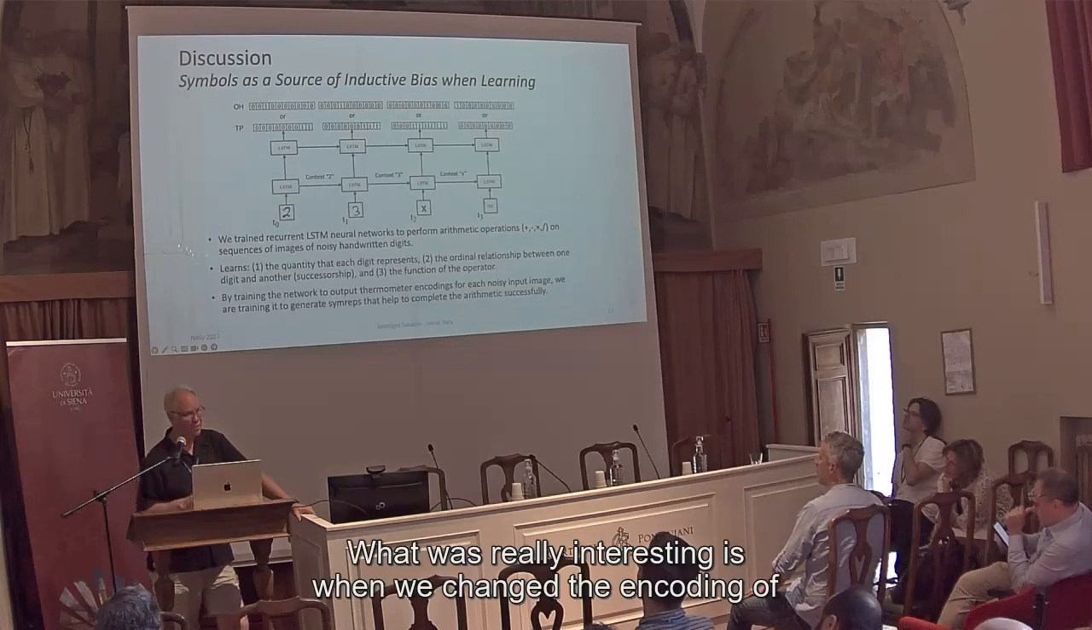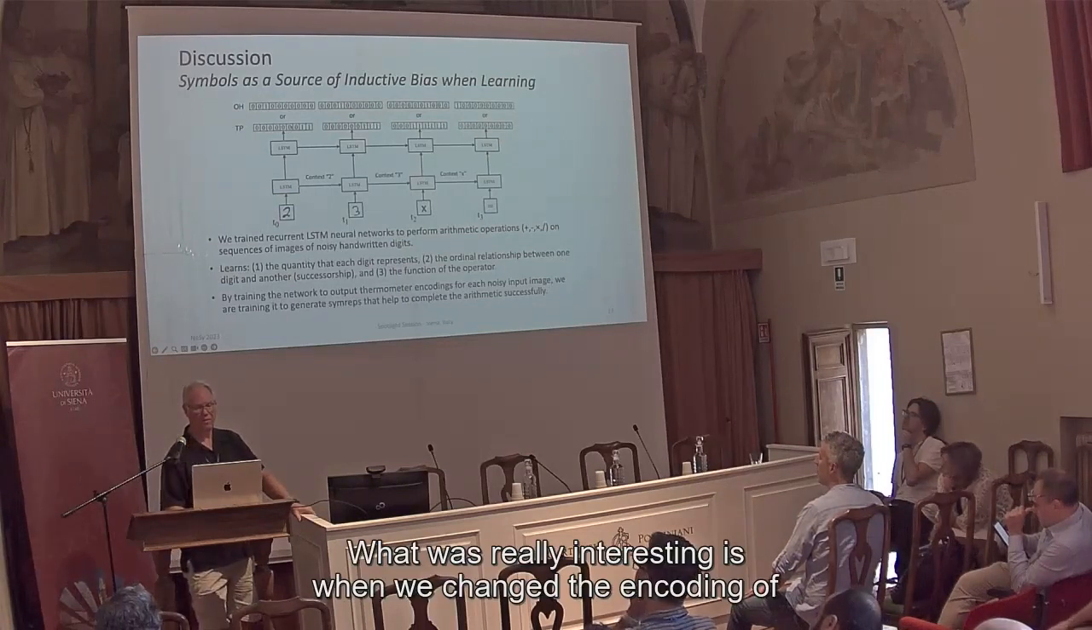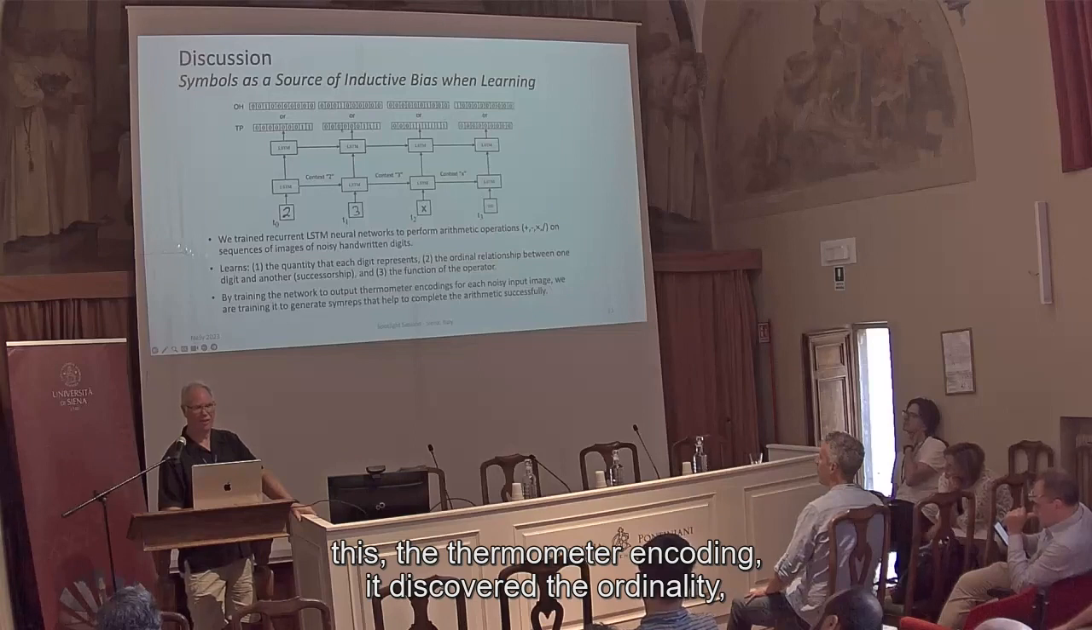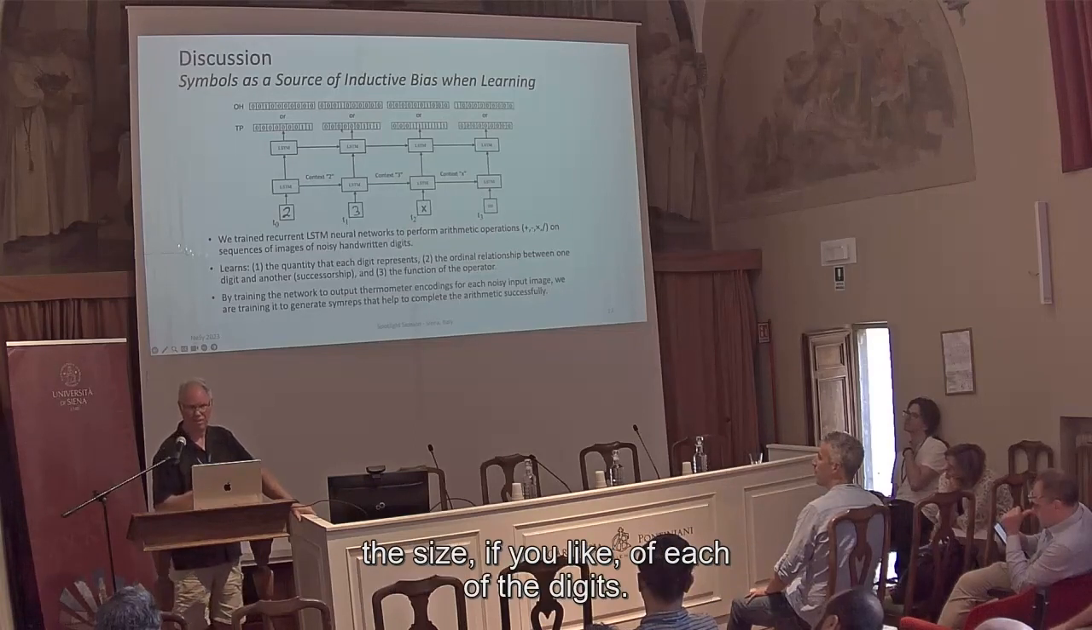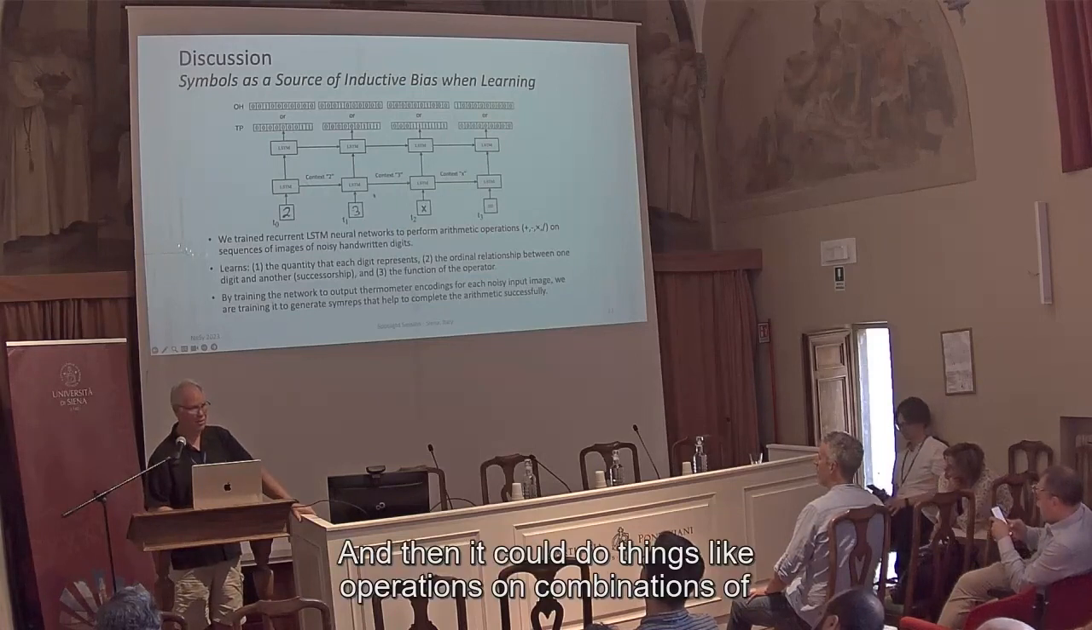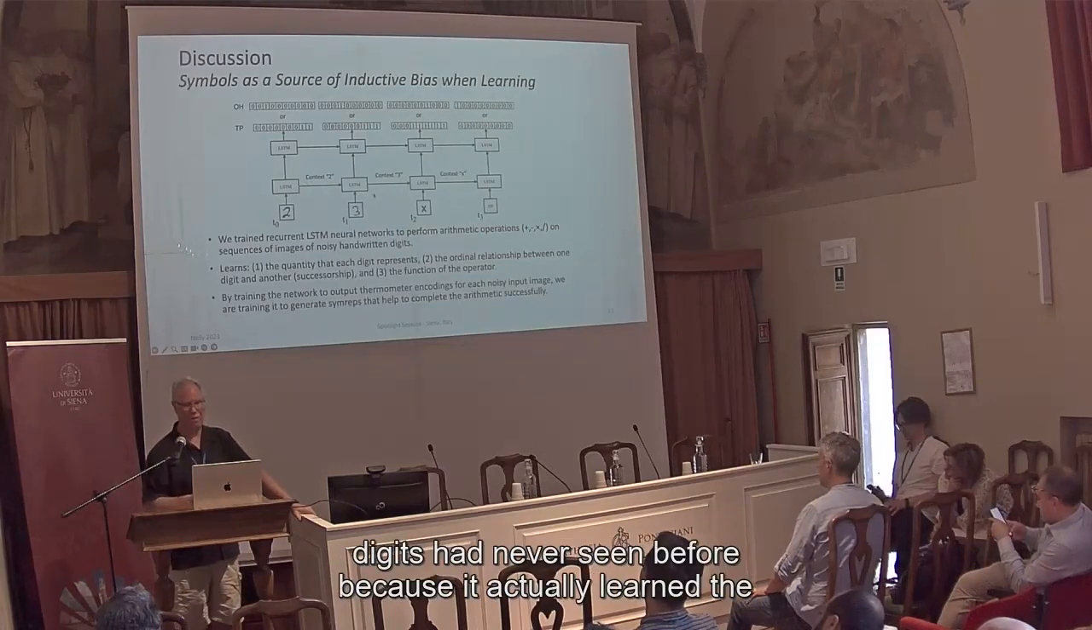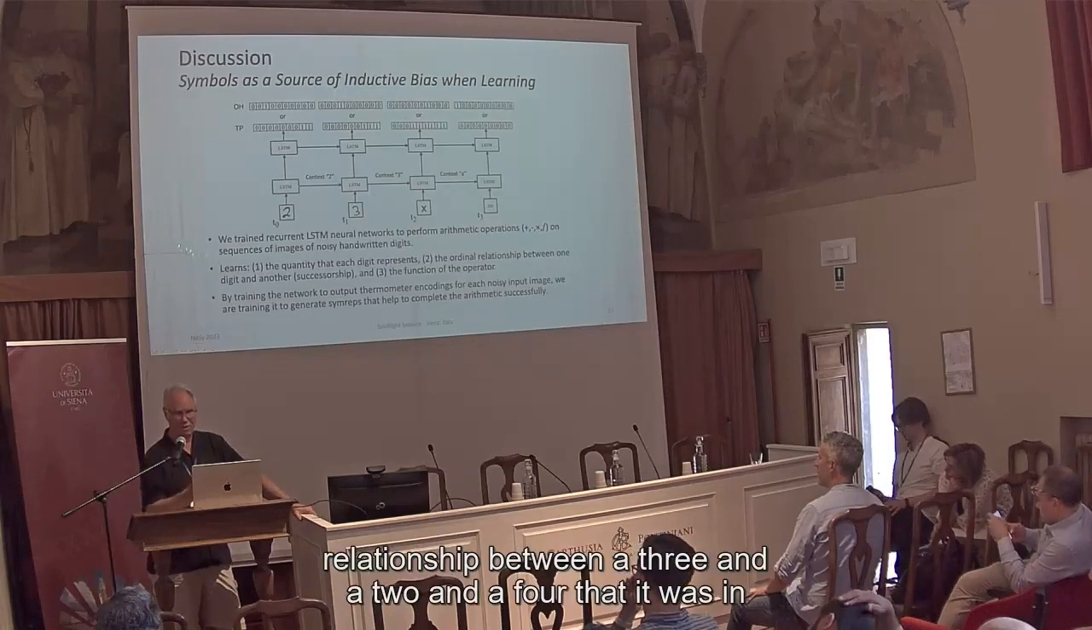What was really interesting is when we changed the encoding of this to thermometer encoding, it discovered the ordinality, the size, if you like, of each of the digits. And then it could do things like operations on combinations of digits it had never seen before, because it actually learned the relationship between a 3 and a 2 and a 4 that it was in between.